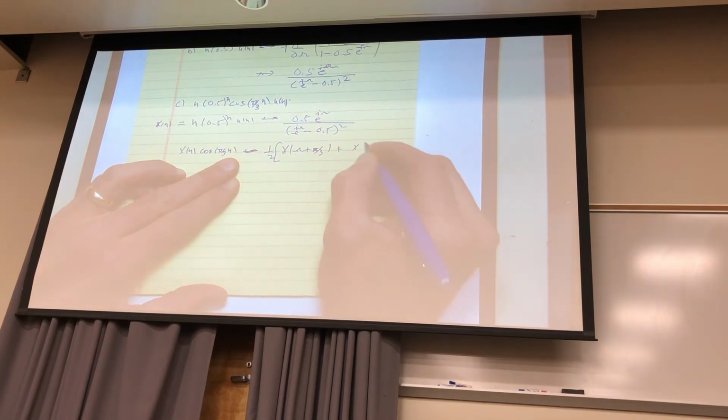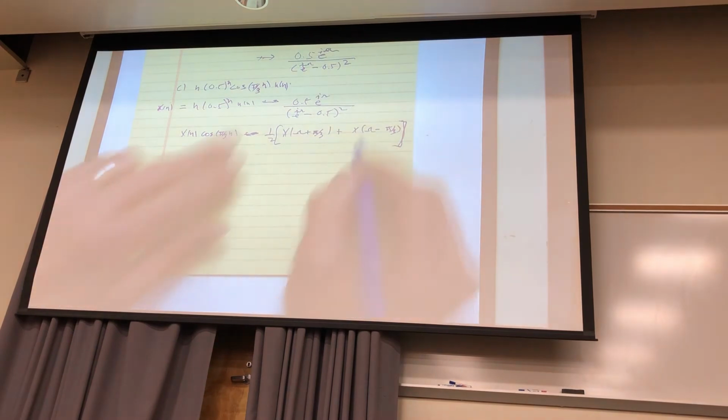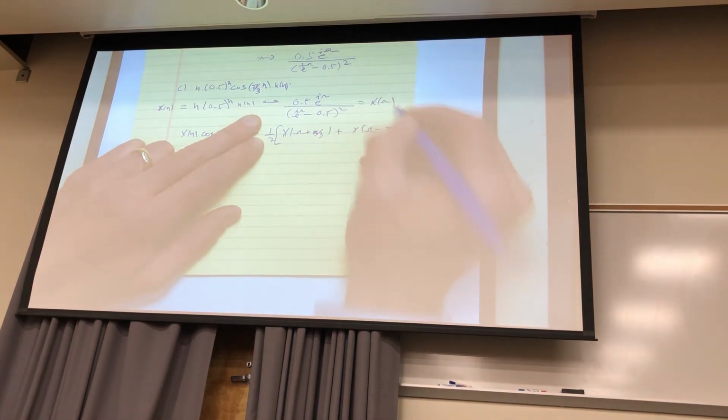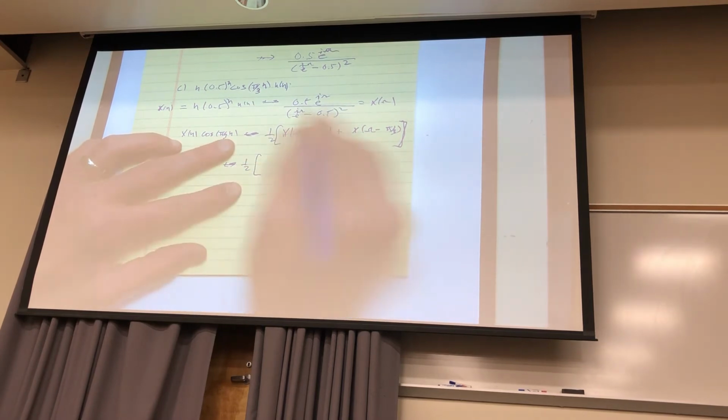And that's plus x of omega minus pi over 3. So that's the form I can use. Do you follow me on this, class? I've already got this as my x of omega, so I can just stick it in. And that means I have 1/2 here. And then wherever there's an omega, I put omega plus pi over 3.